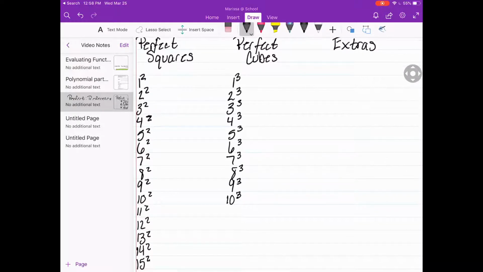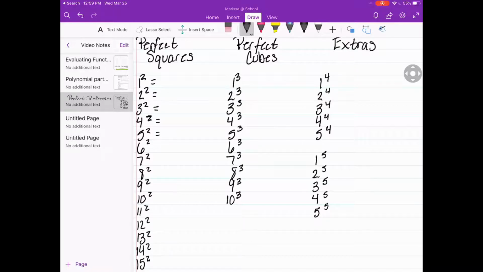So those extra ones that we're going to do, 1 through 5 to the fourth power. And then we're going to do 1 through 5 to the fifth power. So at this point, what we're going to do is fill in every single one of these and write what each one of them is equal to.